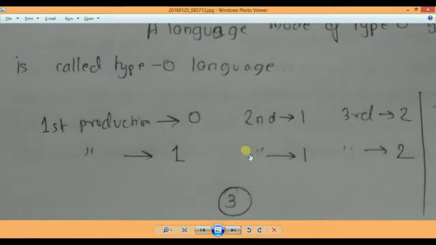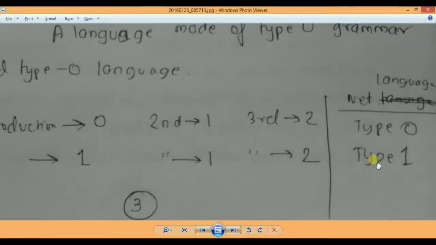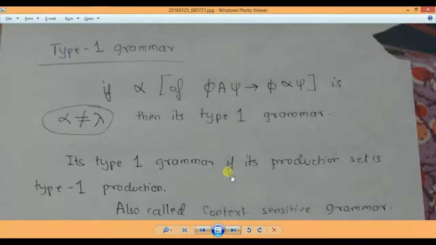And another example, suppose first production is type 1, second is type 1, and third is type 2. We know that type 2 is also type 1, so the net type that encompasses all of them is type 1. So this language is type 1. Now moving on to the next one, type 1 grammar.